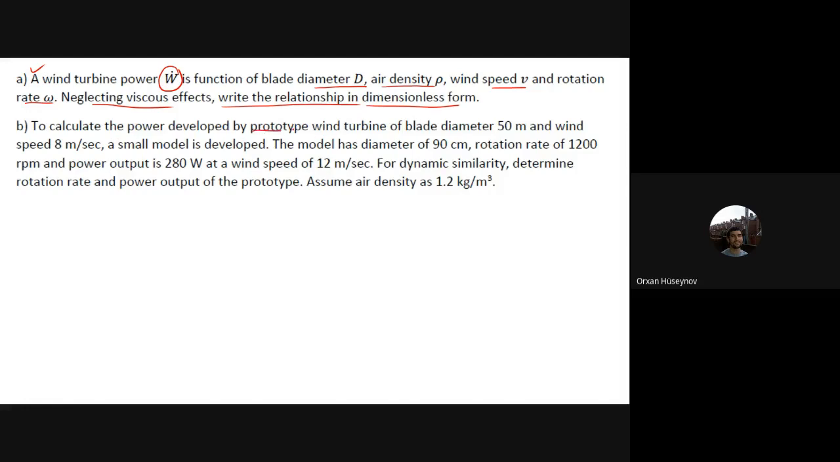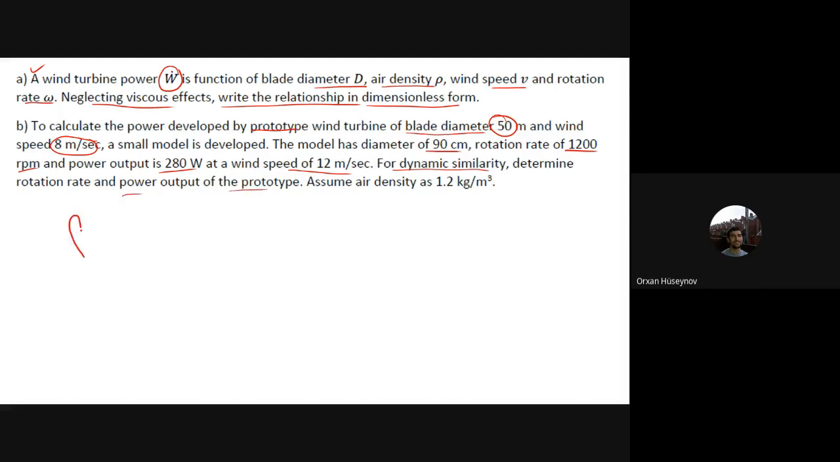So prototype means the real one. We have to find the power of the real wind turbine, which has a diameter of 50 meters. This one is the real one, and the wind speed is 8 meters per second. And to understand the power of the real one, we need a model one. The model has a diameter of 90 centimeters, a rotational rate of 1200 RPMs, and a power output of 280 watts at a wind speed of 12 meters per second. For dynamic similarity, determine the rotation rate and power output of the prototype.